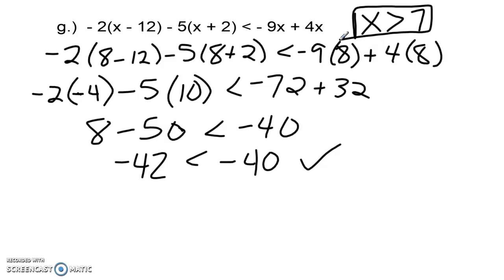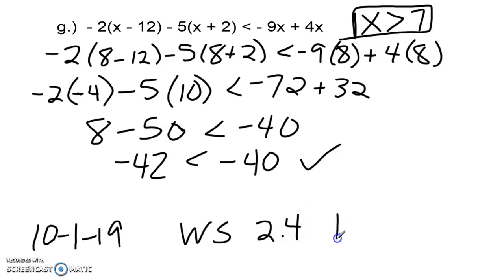Okay, so on your assignment today, you're going to solve, and then you're going to have to check one value, one value that's in the range of answers that we have, to see if it's correct. And so go to your homework assignment log page, and you're going to put today's date, which is October 1st. And you're going to put worksheet 2.4, because that's what we are on, right? Part 1.